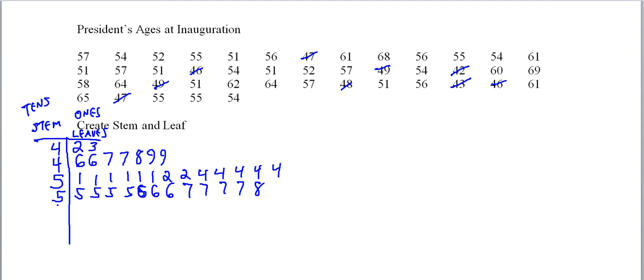And then in the 60s, we've got a 60 with 6 and a 0. 3 1s for 3 that were inaugurated at 61. Then we had 62. And then we had 64 and 64. And then 65 and 68 and 69. Now, these are the ages at inauguration.